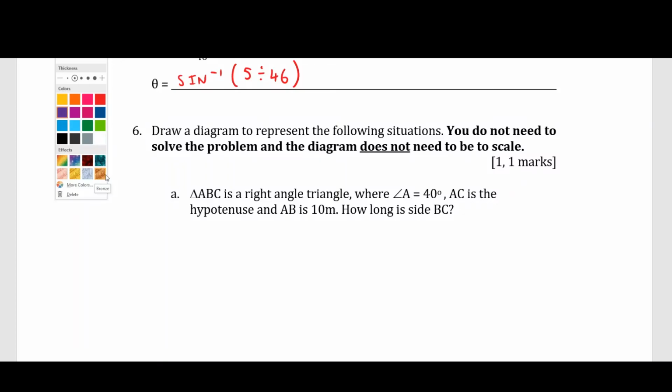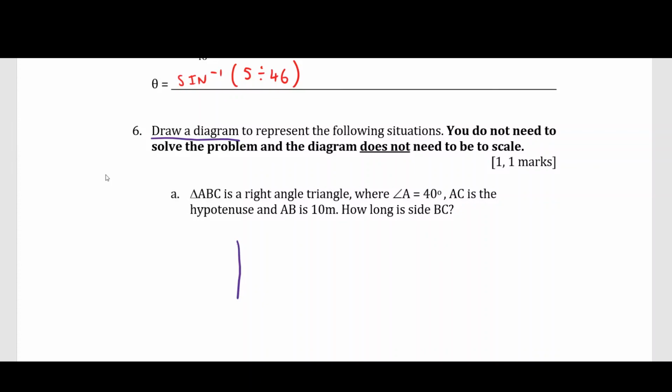The triangle ABC is a right-angled triangle where A is 40 degrees, AC is the hypotenuse, and AB is 10 meters. How long is side BC? You just have to simply draw the diagram. You don't need to solve the problem. So here we've got our triangle.